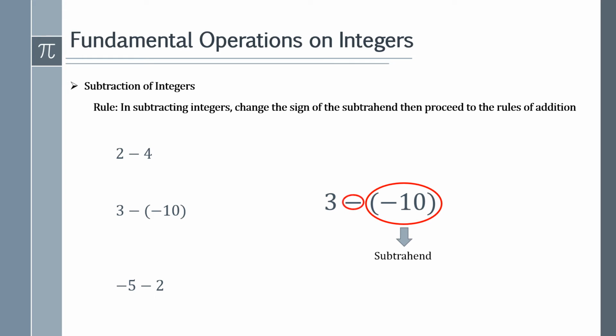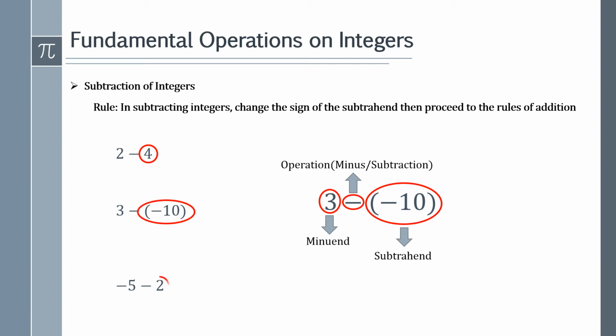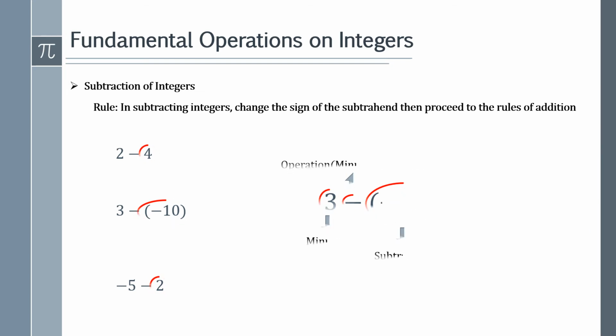How about this one class? Ano yan? Class, that is not a sign. That is an operation. Operation yan ha, hindi yan sign. So, operation, it is minus or subtraction. Next, how about this 3? Ano yung 3? That is minuend. Okay? So, in our subtraction class, meron tayong minuend, meron tayong subtrahend, and meron tayong sa gitna yung operation niya. And sabi dito, you have to change the sign of the subtrahend. From our given class, may tatlong given tayo. Saan yung mga subtrahend dito? These are the subtrahend class. So, we have 4, negative 10, and 2. Yun yung i-change natin later. Okay? So, let's continue.